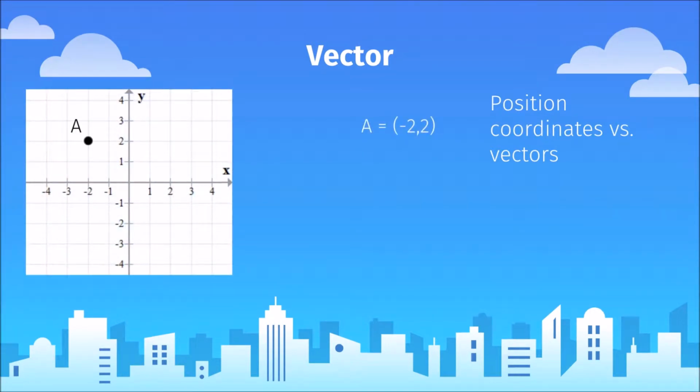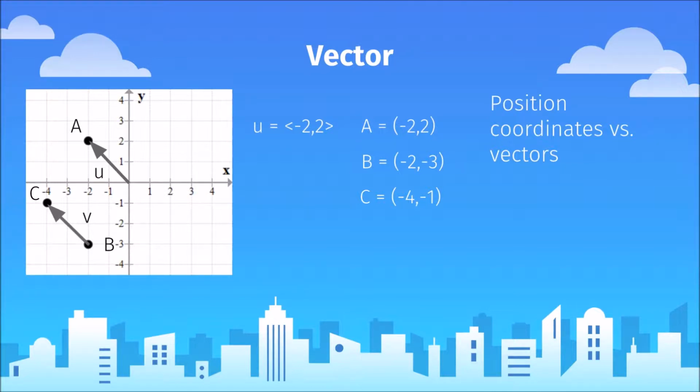So here are three coordinate points, A, B, and C. U is an example of a vector. The vector starts from the origin and goes to point A. U is -2, 2, similar to point A. Although the values look the same, they represent different things.